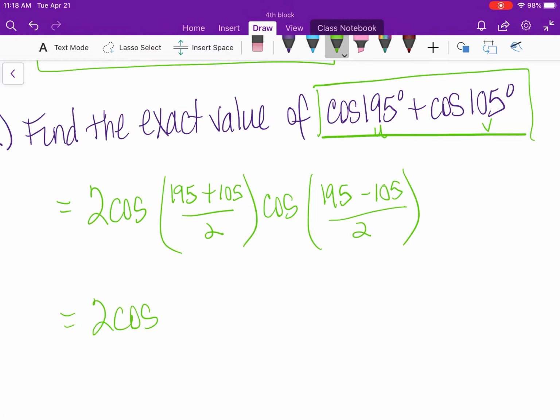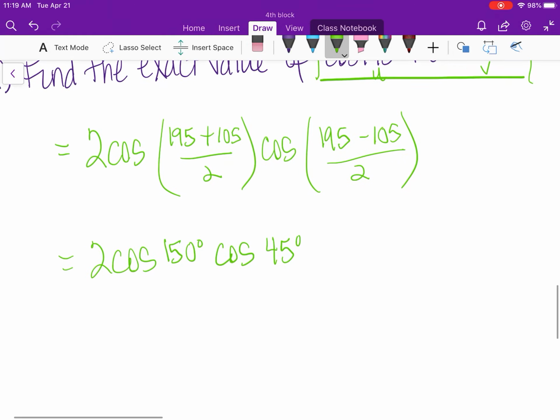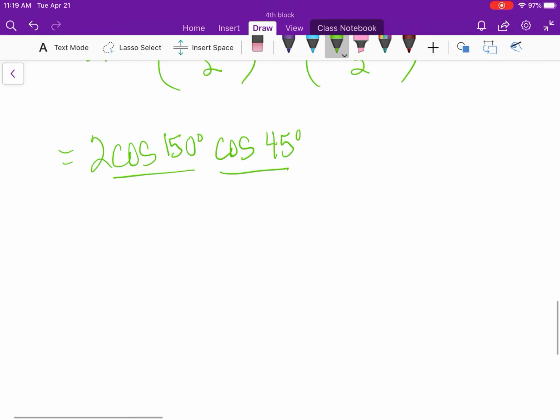Okay, 195 plus 105 is 300. 300 divided by 2 will be 150. And then 195 minus 105 is 90. 90 divided by 2 is 45. Now, since this one wants us to find the exact value, you're not quite finished at this point. You need to go ahead and evaluate the cosine of 150 and the cosine of 45.